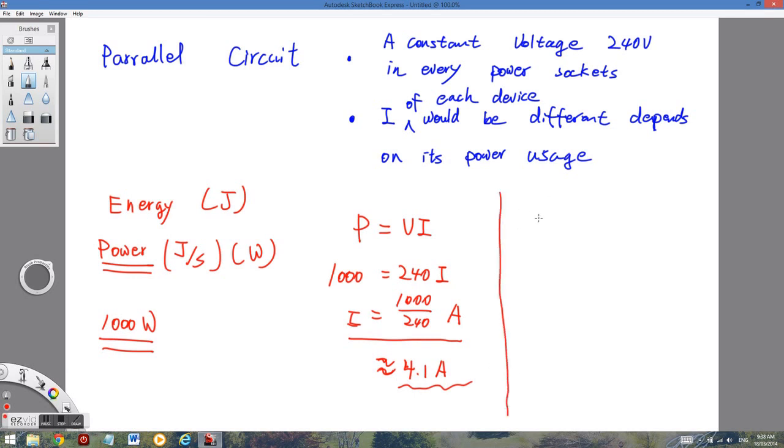Now, similarly, if there is another device that draws only, just to make it easy, 240 watts of energy, and I put this one in the socket, put it in the equation, the current will be 1 amp. So the current is different depending on how much energy the electrical device draws.